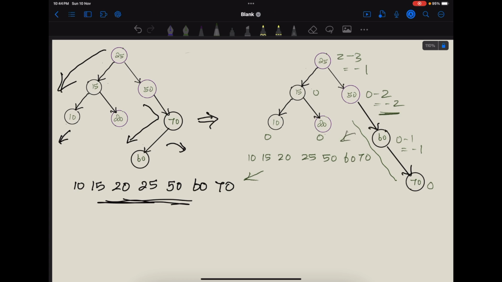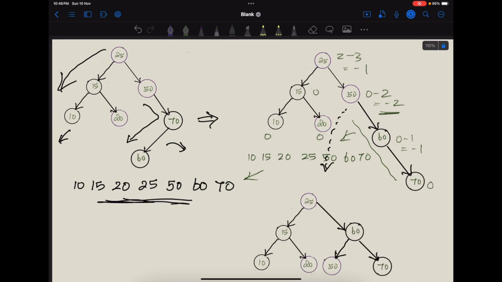After the rotation, that 50 will come down, and 50 will be placed on the left hand side of 60, and 60 becomes the root of 50. So now I have to check the balance factor. 0, 0, 0, 0, 0, 0, and here also 0. Why? Because on the left hand side 2 levels and on the right hand side 2 levels. So 2 minus 2 equals 0. So the tree is balanced.